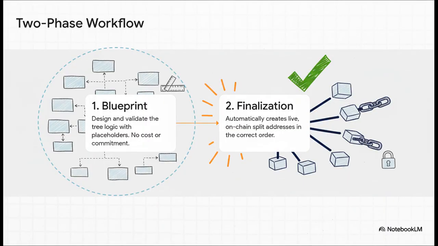And this might be the smartest part of the whole design. First, you create a blueprint. You can design your entire super complex tree without any cost, no on-chain commitment. You can perfect the logic. And only when you are 100% happy, you hit finalize. And the tool automatically builds the whole thing for you, on-chain, in the correct bottom-up order.